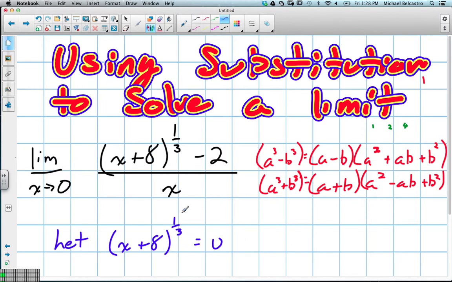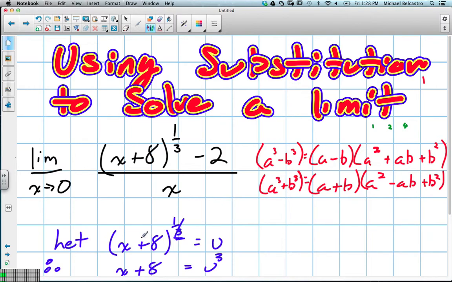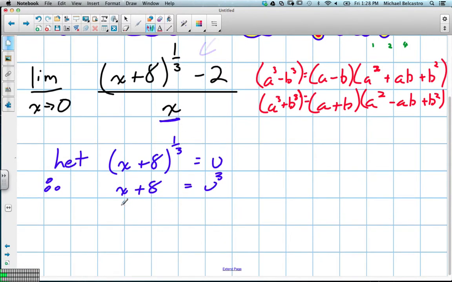Which then means, therefore, x plus 8 is equal to u cubed. If I were to cube both sides of an equation, I would eliminate our third root here and cube the u. So we have two new equations, and we're going to use these values to sub into our limit to see if we can change anything. By definition, we can equate this to x, so x is then equal to u cubed minus 8.